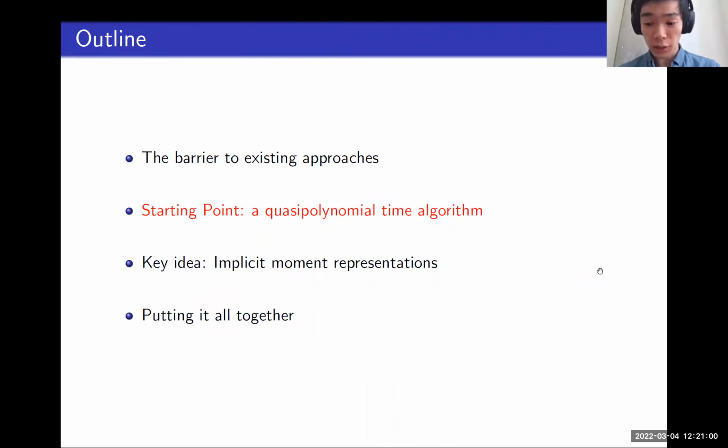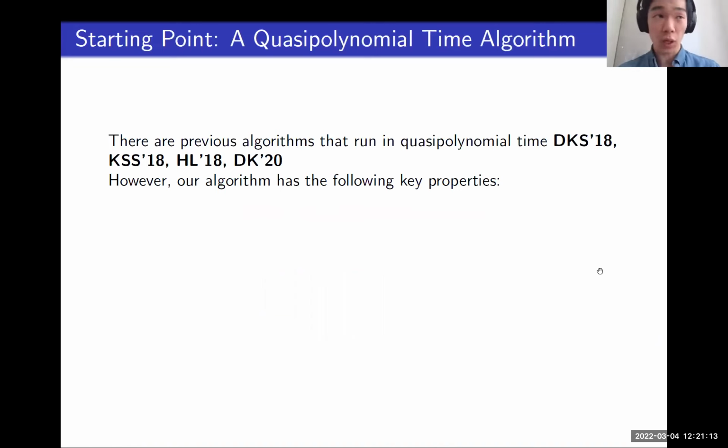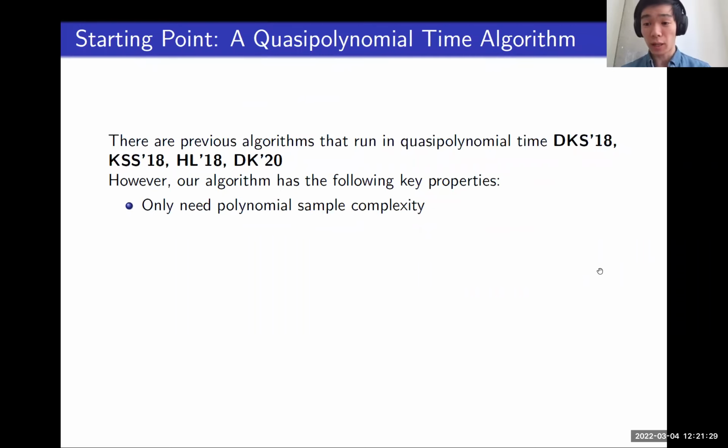Now I'll begin to discuss how we get around these barriers. The first step will actually be a quasi-polynomial time algorithm. There are previous quasi-polynomial time algorithms in these papers. However, our algorithm needs to have a very specific form and some special properties that will allow us to later accelerate it to run in polynomial time. The first thing is we need to run with polynomial sample complexity, and this was not known how to do before. So in particular, we first need quasi-polynomial time and polynomial sample complexity.